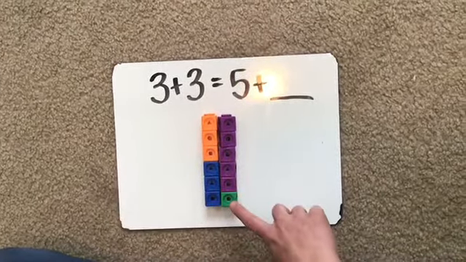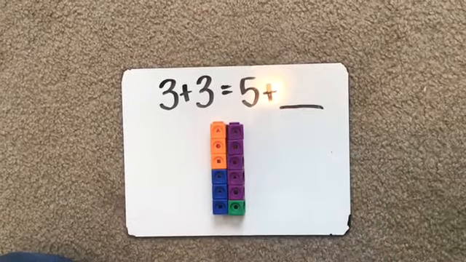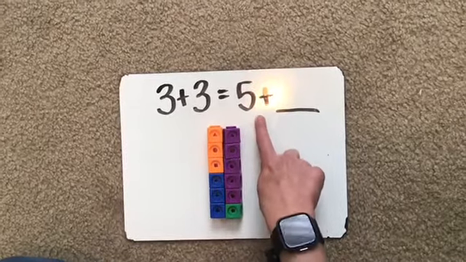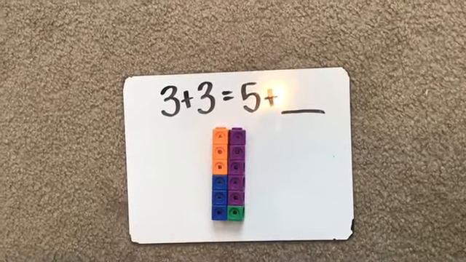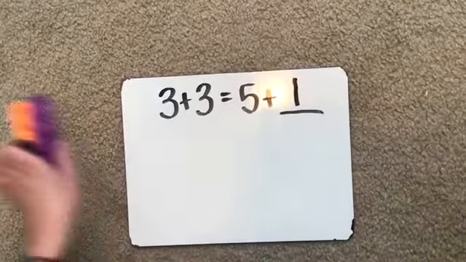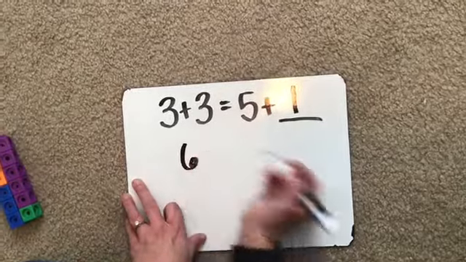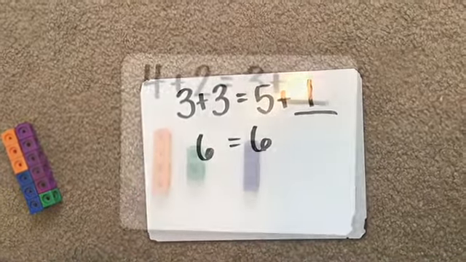Now, on this side, I have 1, 2, 3, 4, 5, 6. Now they are both equal. I already had 5, so now my missing number is 1. 3 plus 3 equals 6, and 5 plus 1 equals 6.